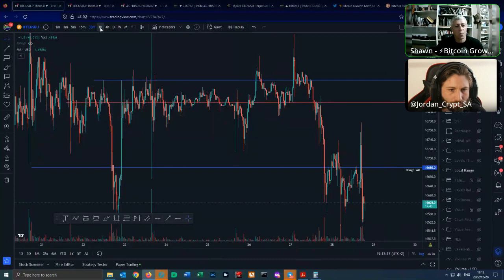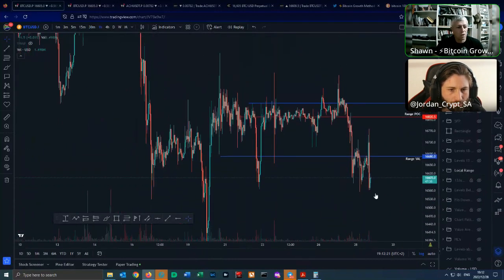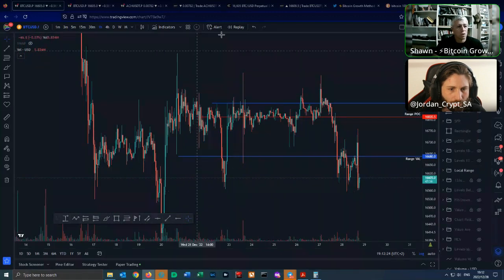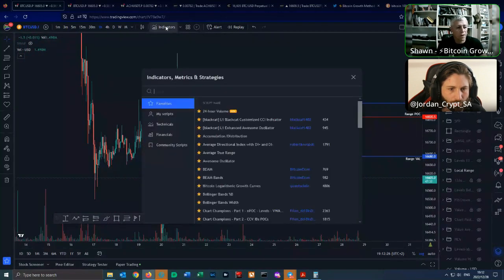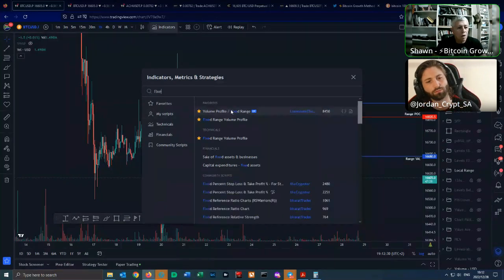So if we were to plot this entire range on TradingView, what you would do is go to indicators and type fixed range volume profile. My bad, fixed range volume profile, not the Lonesome. Let me take that off my favorites.